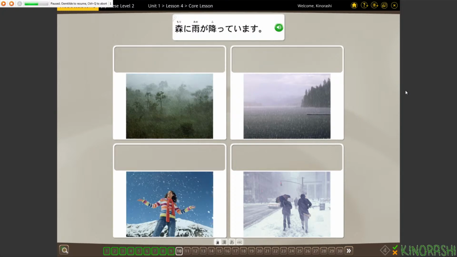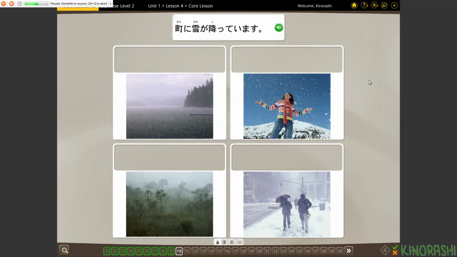森に雨が降っています。So, 雨, you can think of these symbols as like fall and rain for 雨. 降って.